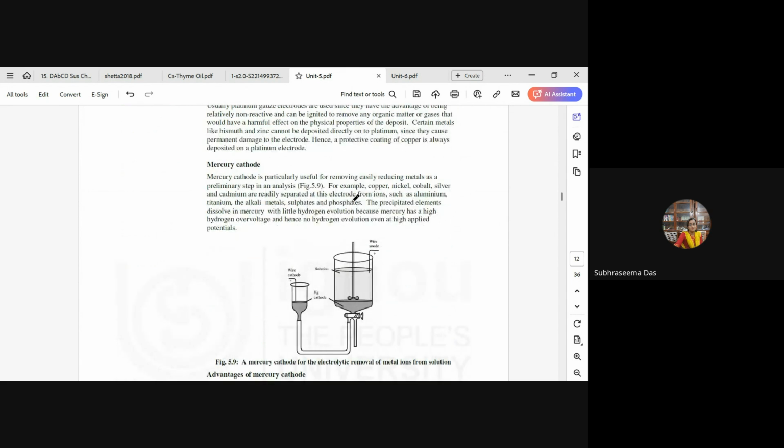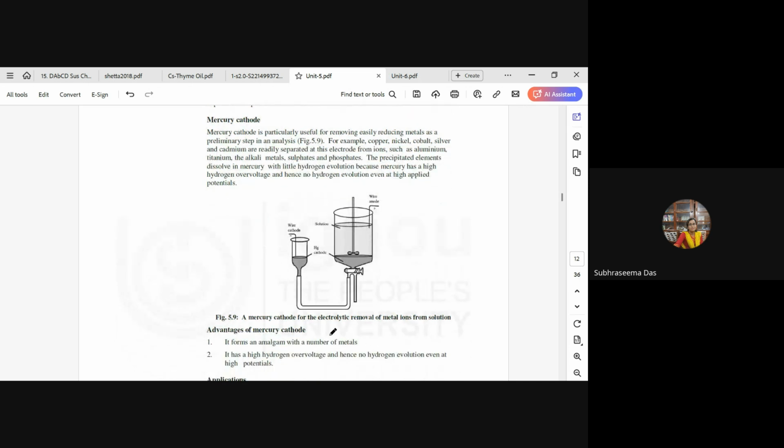We also have the mercury cathode. Mercury cathode is particularly useful for removing easily reducible metals as a preliminary step. Here in figure 5.9, a mercury cathode for the electrolytic removal of ions from solution has been shown. For example, copper, nickel, cobalt, silver, and cadmium are readily separated at this electrode from ions such as aluminium, titanium, the alkali metals, sulfates, and phosphates.